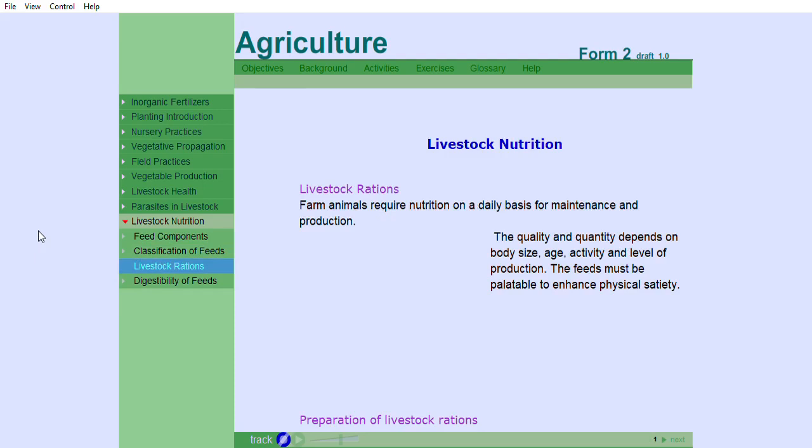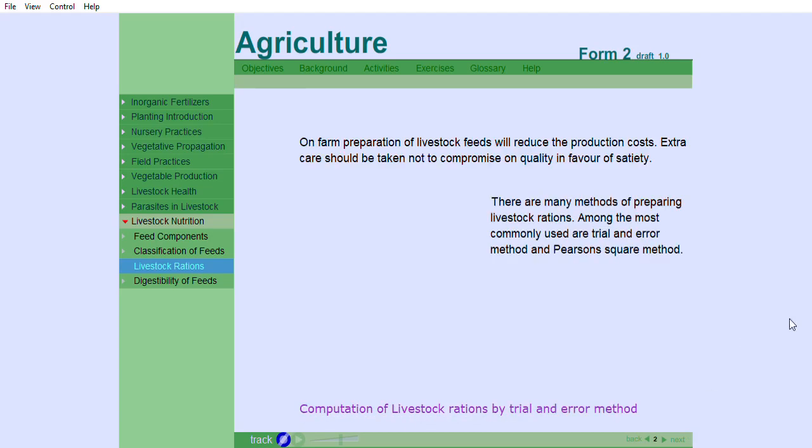Livestock rations. Farm animals require nutrition on a daily basis for maintenance and production. The quality and quantity depends on body size, age, activity, and level of production. The feeds must be palatable to enhance physical satiety. Preparation of livestock rations. On-farm preparation of livestock feeds will reduce the production costs. Extra care should be taken not to compromise on quality in favor of satiety. There are many methods of preparing livestock rations. Among the most commonly used are trial and error method and Pearson's square method.